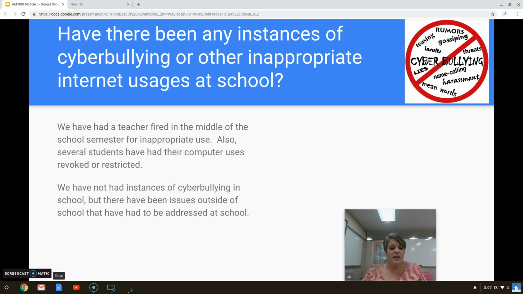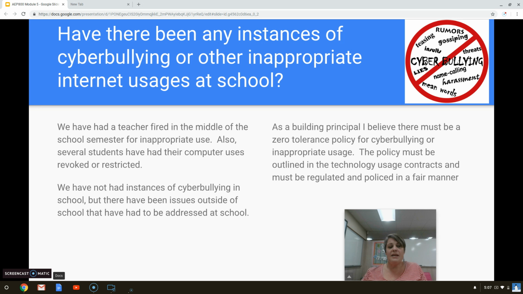So, as the building principal, something I think that needs to be in effect is there needs to be a zero tolerance policy for cyberbullying or inappropriate usage. This policy will be outlined on the technology usage contracts, and then it also has to be regulated in a fair manner, and it needs to be policed by several people, not just one.